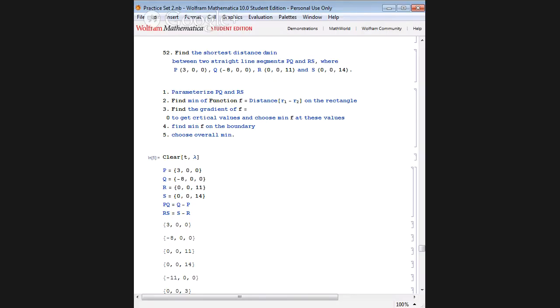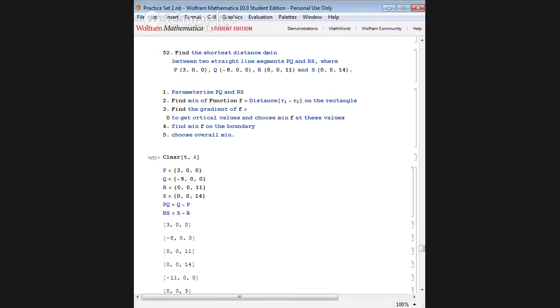Okay, so we're talking about this question: find the shortest distance between two straight line segments PQ and RS, where P is (3, 0, 0), Q is (-8, 0, 0), R is (0, 0, 11), and S is (0, 0, 14).